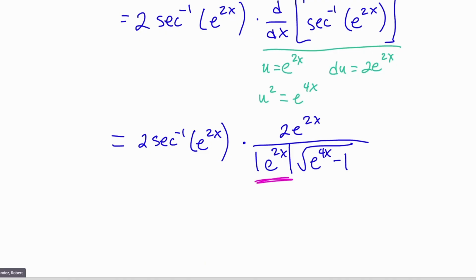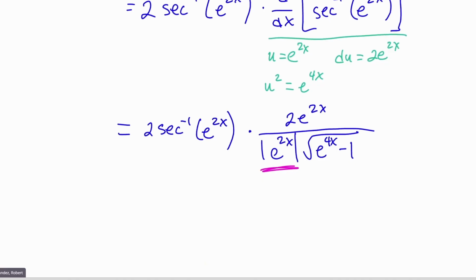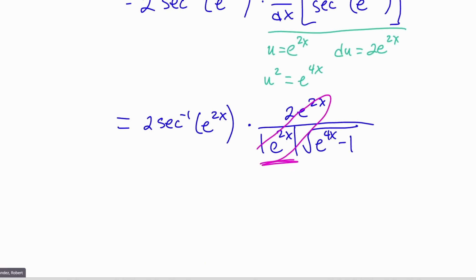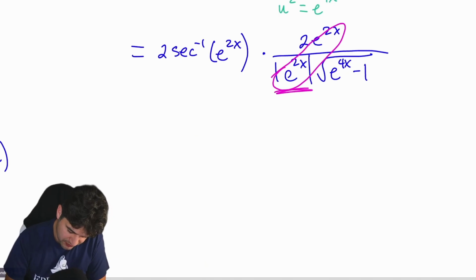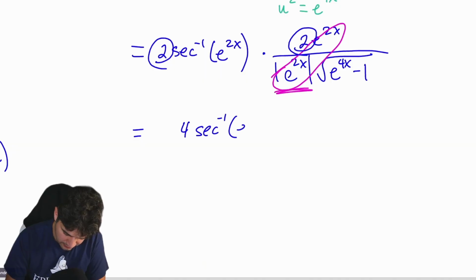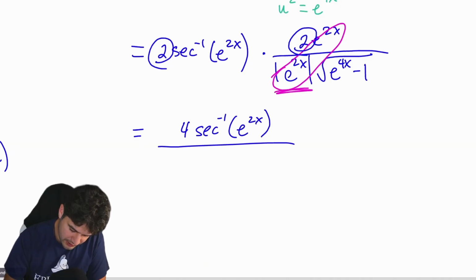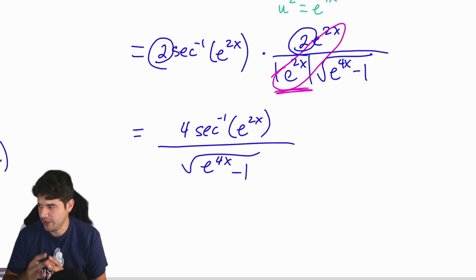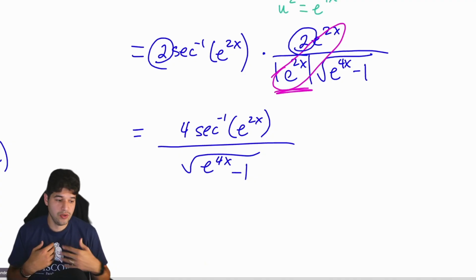E to the 2x will always remain positive, all right? So if I have e to the 2x over e to the 2x, those are going to divide out, okay? So we could simplify this a little bit. I have 2 times 2, which is going to be 4 inverse secant of e to the 2x. Those e to the 2x's divide out, and my denominator is now going to just say the square root of e to the 4x minus 1. And that is going to conclude this video.